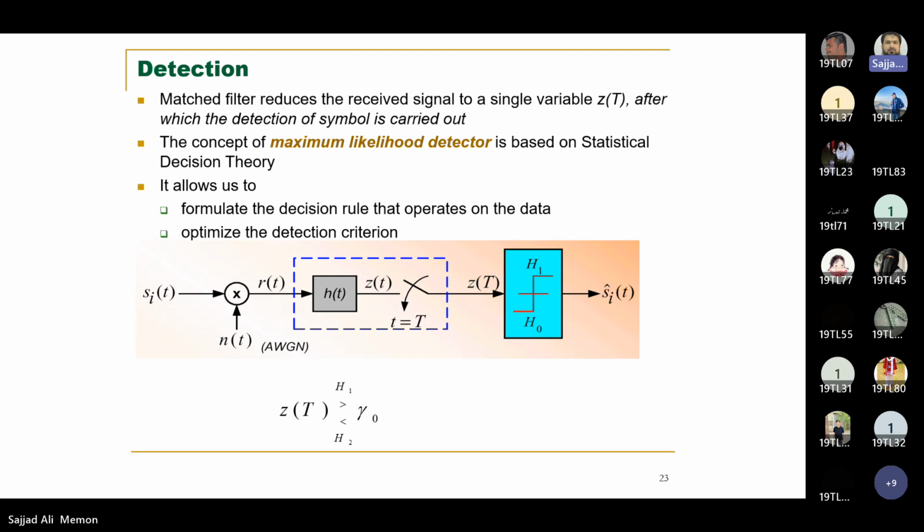So after the filter, we go into the detection process, where the match filter reduces the received signal to a single variable z of t, after which the detection of the symbol is carried out. So the output from the match filter is a waveform for a single sample. Each waveform will be decided on. The concept of the maximum likelihood detector is based on statistical decision theory.